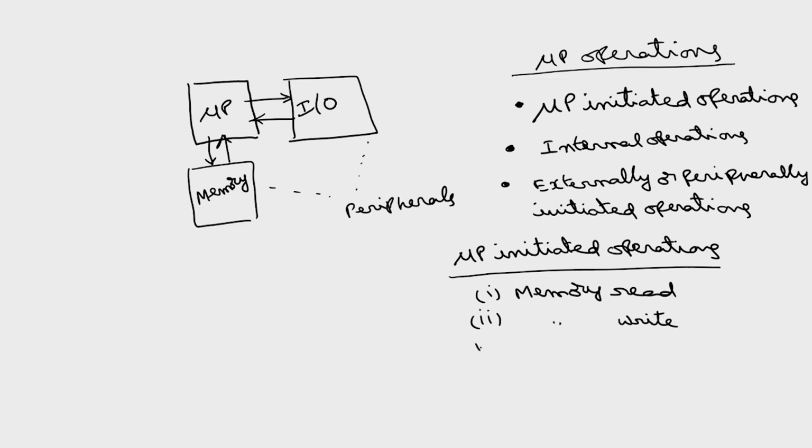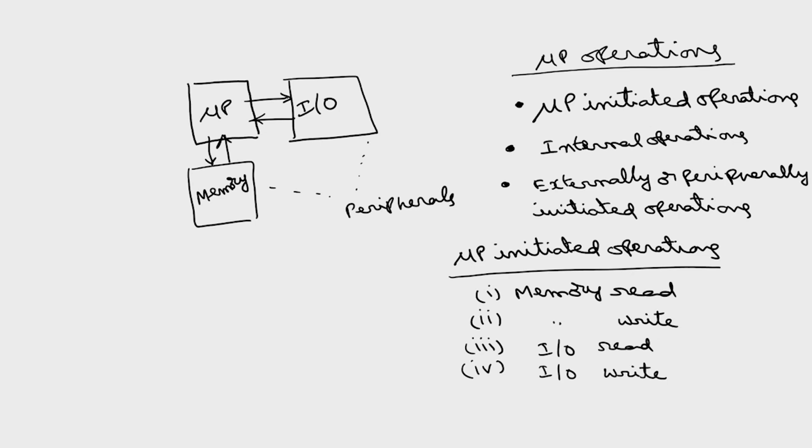Similarly, I/O read. The microprocessor can read some data from the I/O device. In fact, I/O read means it is only from the input device. From the input device it will read. And I/O write. The microprocessor can write some data into the I/O device, and basically writing will be into the output device, reading will be from the input device. So, these are the basic operations that will be initiated by the microprocessor.